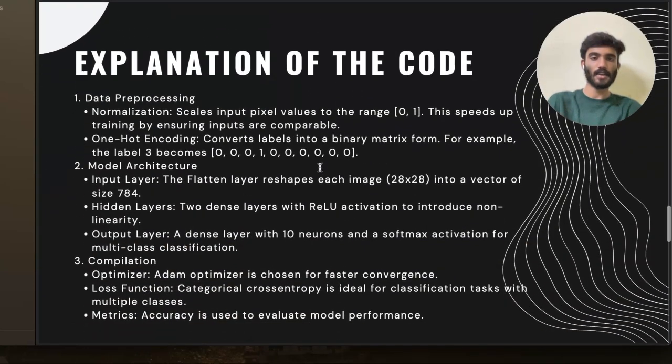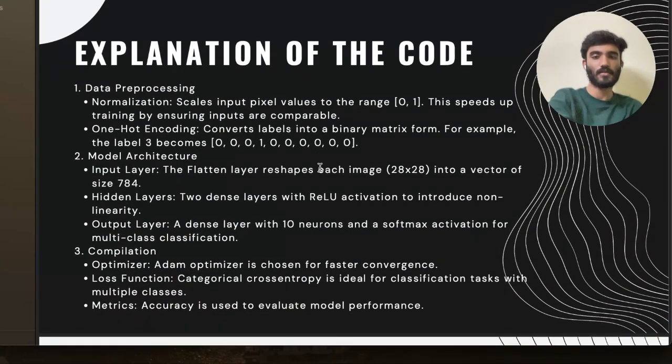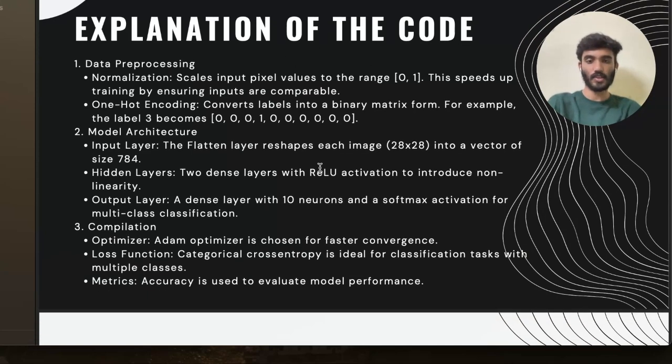Next, we have the explanation of the code, in which we have data preprocessing. Normalization: we scale pixel values to the range 0 to 1 for faster convergence. One hot encoding converts labels into a binary format. For example, the digit 3 becomes 0001000000. Then we have the model architecture.